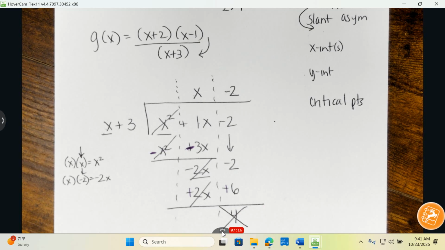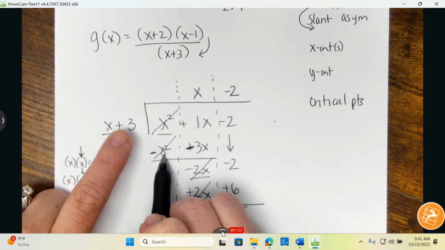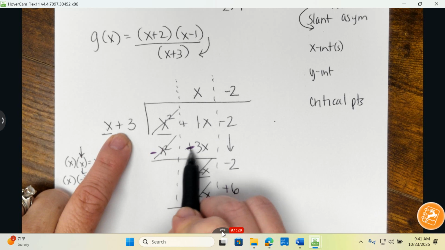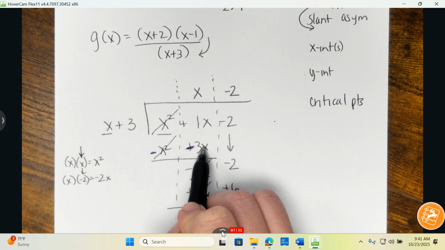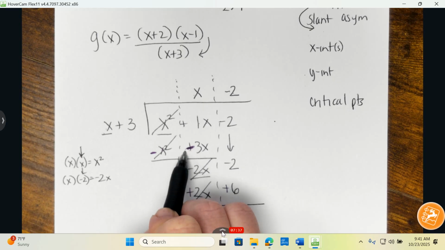What we care about, did I make a mistake? How do you get negative 3x? How did I get a negative 3x here? I went x times x is x squared, x times 3 is 3x. It was a positive 3x. And remember, if you look on the board, the third step is to change the sign of everything on the second row. So this was positive, make it negative. This was positive, make it negative. Is that good, Jill? Okay.